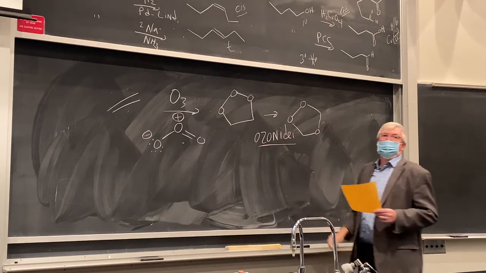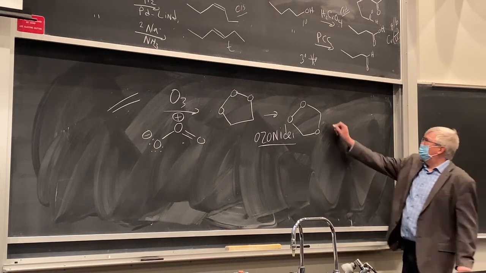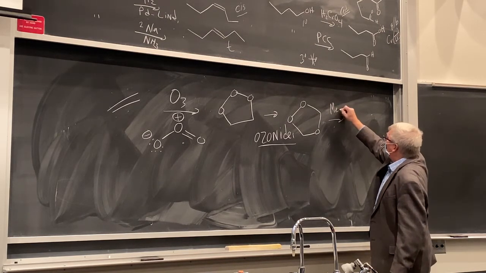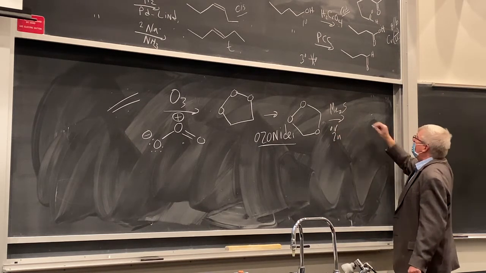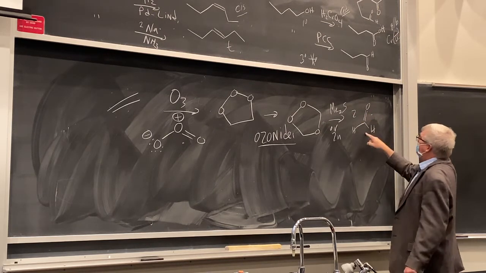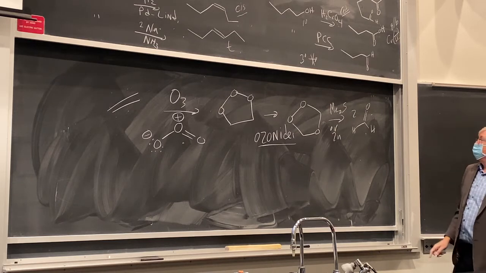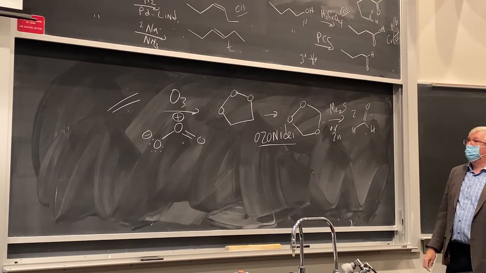We don't isolate these. In fact, these are detonation hazards. These can explode, okay? This is 3 oxygens, a trioxide, and those are weak bonds, so that can convert to CO and CO2 very quickly, so it's a detonation hazard. But we work it up with dimethyl sulfide or zinc, something that has electrons, and then we'll get to the carbonyls. In this case, it would be 2 formaldehyde products, okay, from ethylene. Depends on what's on the alkene, how the aldehyde or ketone ends up, okay.